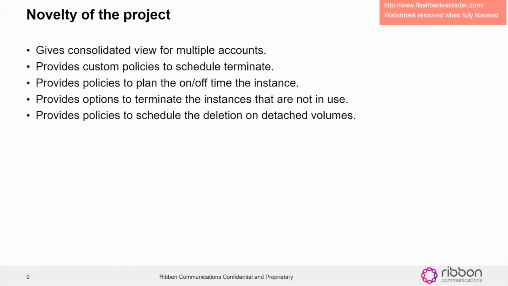AWS Billing also provides somewhat the same stats. So what is special about Cloud Sentinel? Sentinel gives a consolidated view of multiple accounts, which is not available in AWS. The most unique thing about Cloud Sentinel is that it follows the command of the user. That is, it provides policies. Through policies, we can schedule the termination of an EC2 instance. We can plan the on-off time of the instance, terminate the instance when it is not in use, and along with the instances, these policies can also work on detached volumes.